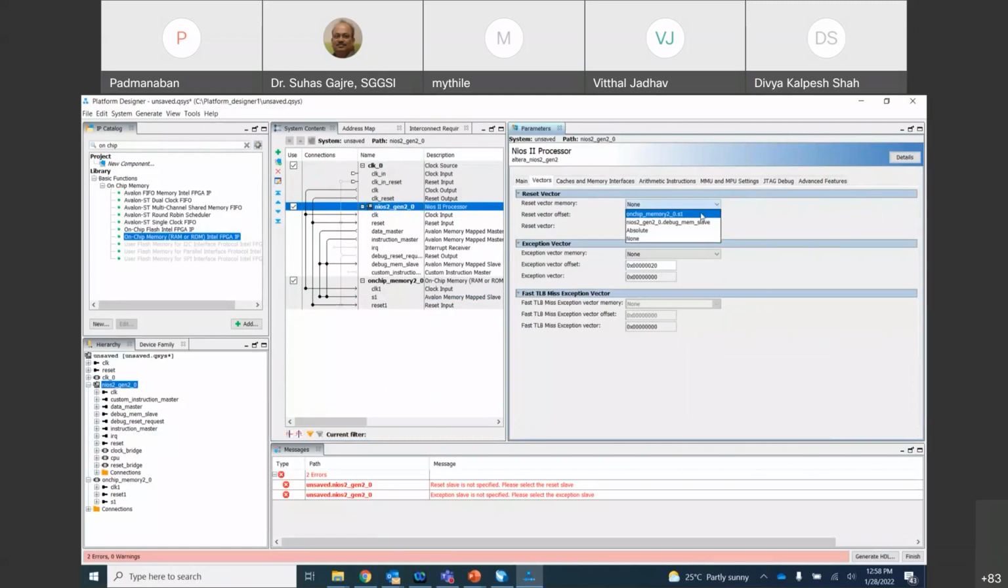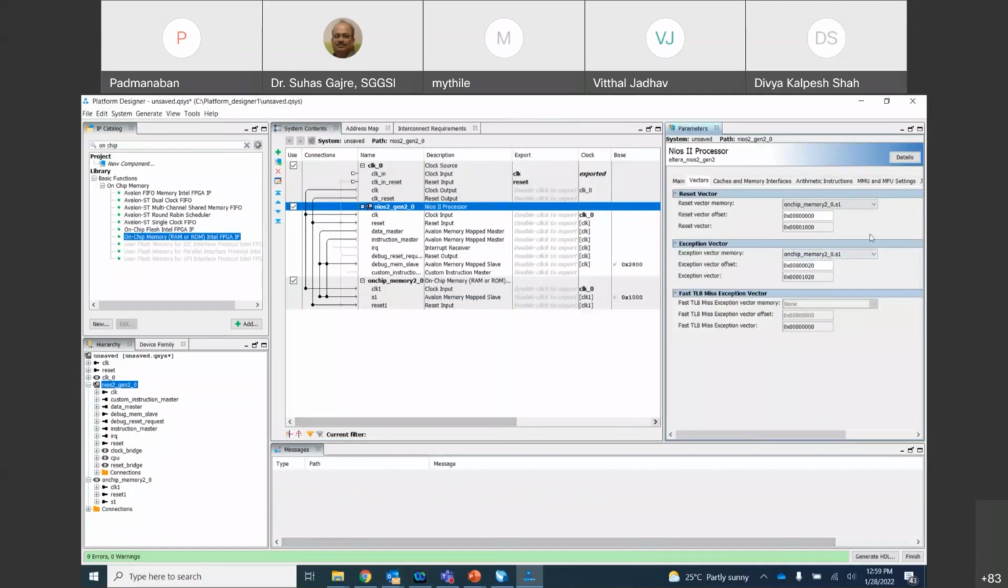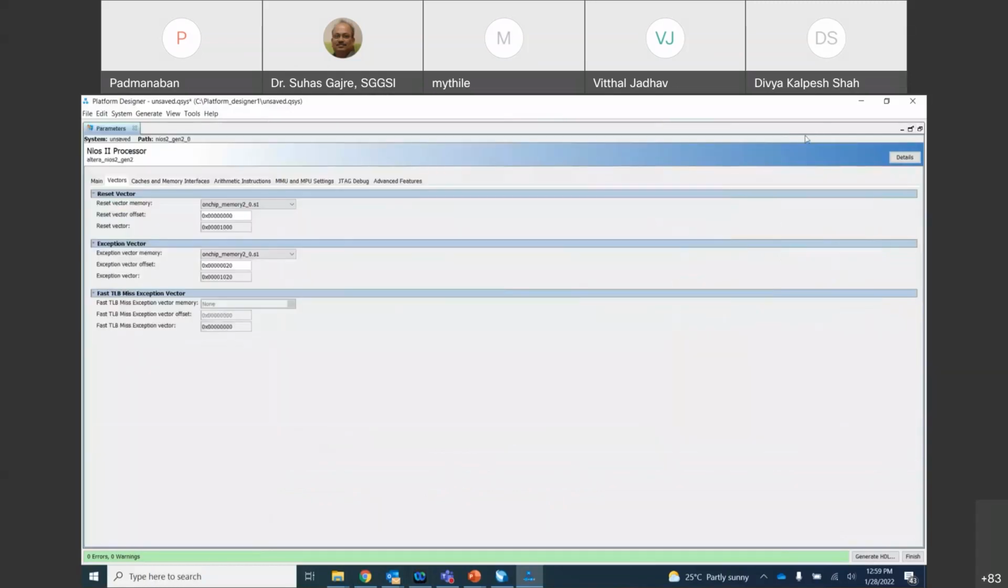Now you select on-chip memory, and then here you select on-chip. Now you could see there are no errors. Now you can close this. These parameters can be closed. Logically, you can get that logic.